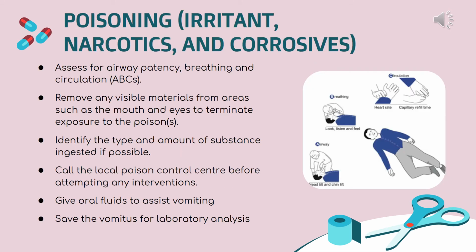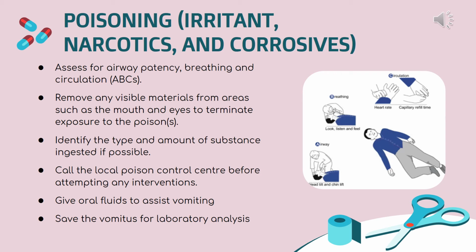So here we are now at the nursing interventions for poisoning, whether it may be for irritants, narcotics, or corrosives. First is to assess for airway patency, breathing, and circulation, also known as the ABCs. Do this for all clients of whom accidental poisoning is suspected. Next is to remove any visible materials from areas such as the mouth and eyes to terminate exposure to the poisons.